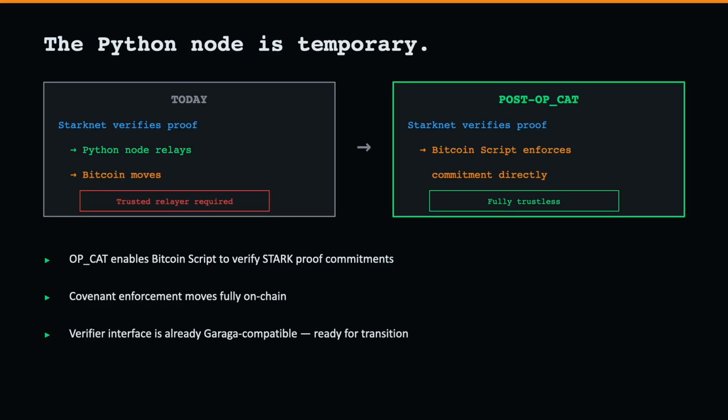Here's the key insight. The Python node is temporary. Today, Starknet verifies the proof, the Python node relays, and Bitcoin moves. There's a trusted layer in the middle. But post-OP-CAT, Bitcoin script can enforce the commitment directly. No relayer needed. Fully trustless. And our verifier interface is already Garaga-compatible, so we are ready for that transition.